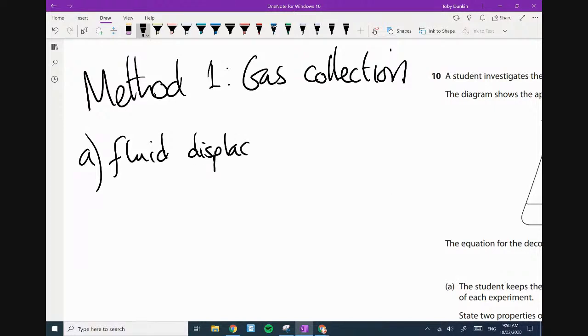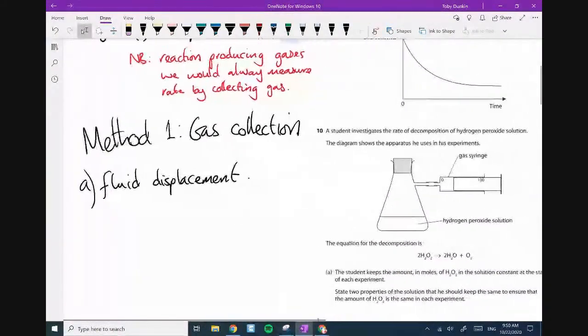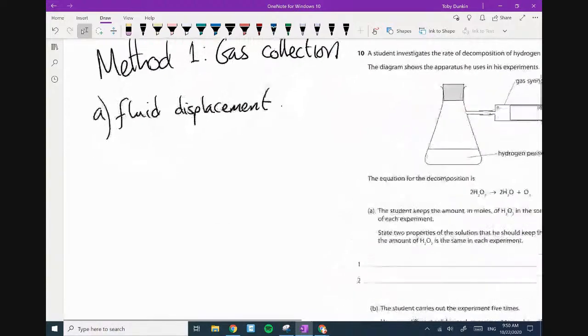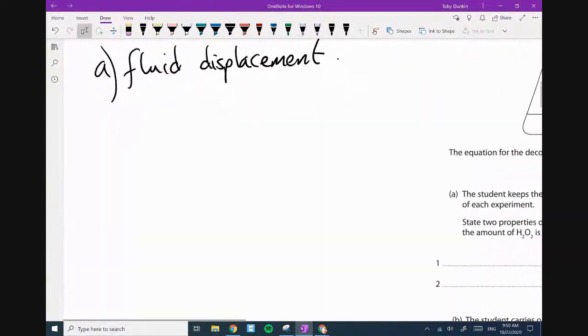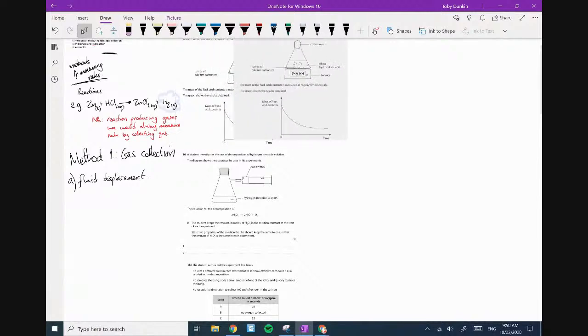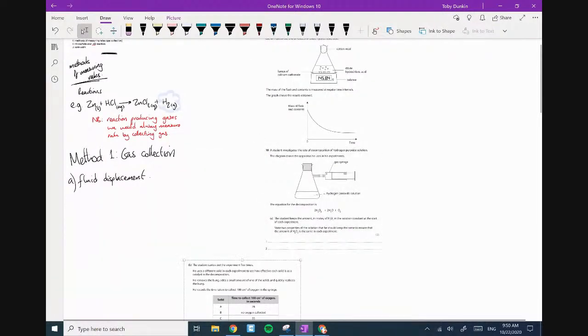Fluid displacement. So now this is where you guys get to see my amazing drawing. Oh, look, there's the drawing over there. There's one of the gas collections, but this one's fluid displacement. I should move my questions over. They're just a bit too close. Gives me a bit more space.